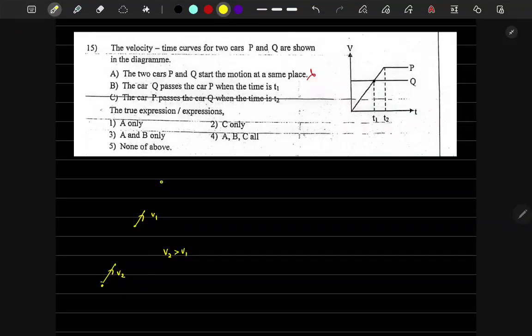The time at which this car passes the car at Anuradhapura depends on the position, right? Now if the car was closer to Colombo, the time would be different. So both the statements B and C are also false because it depends on where the cars P and Q are. We cannot state things relevant to position with just the VT graph. We need the initial displacement as well. They have not mentioned it. So all three statements here are false.